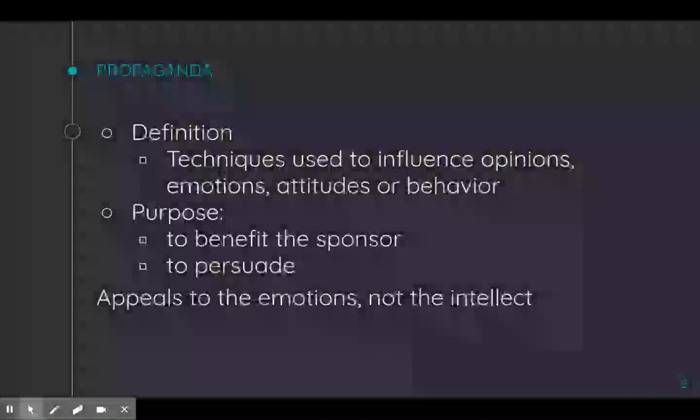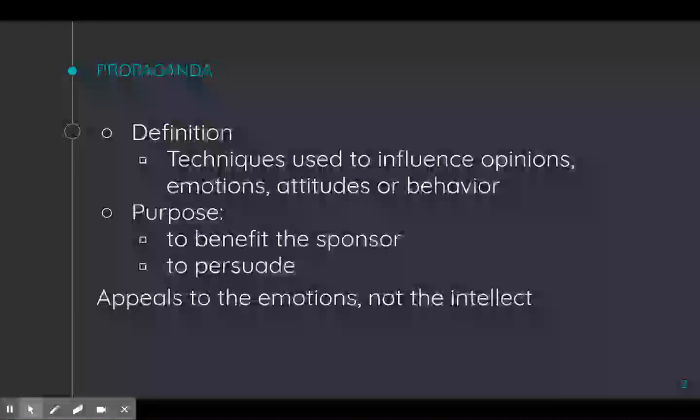So the first thing is, we'll just go over again the brief definition of propaganda. Techniques used to influence opinions, emotions, attitudes, or behavior. Its purpose is to benefit the sponsor and to persuade. And we talked about this before, but it appeals to the emotions, not to the intellect. So this is really important.